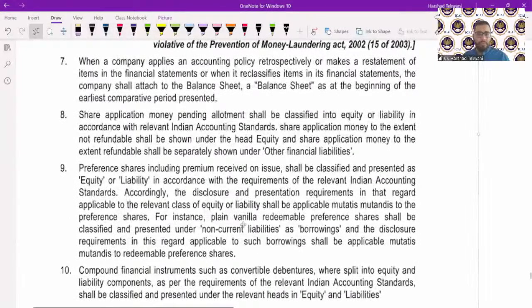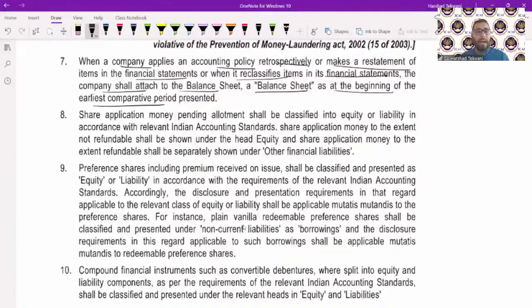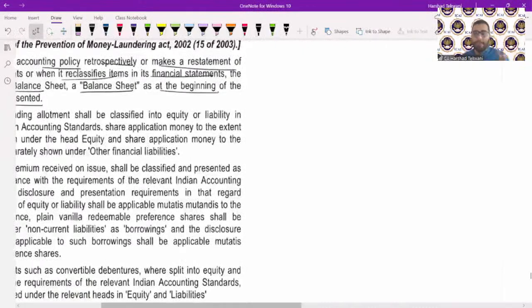Something with respect to retrospective restatements. Okay. If a company applies an accounting policy retrospectively or makes a restatement in the financial statements, or when it reclassifies items in the financial statements, the company shall attach a balance sheet at the beginning of the earliest comparative period. Remember, when you restate an item or you apply an accounting policy retrospectively, then what you need to do is, I'll show you. You need to present 3 balance sheets.